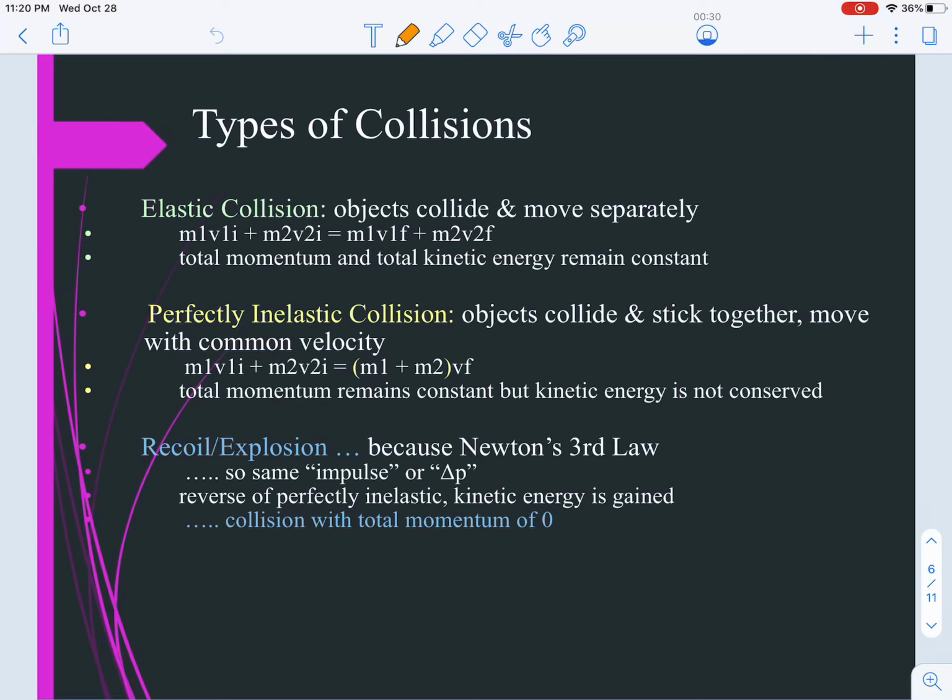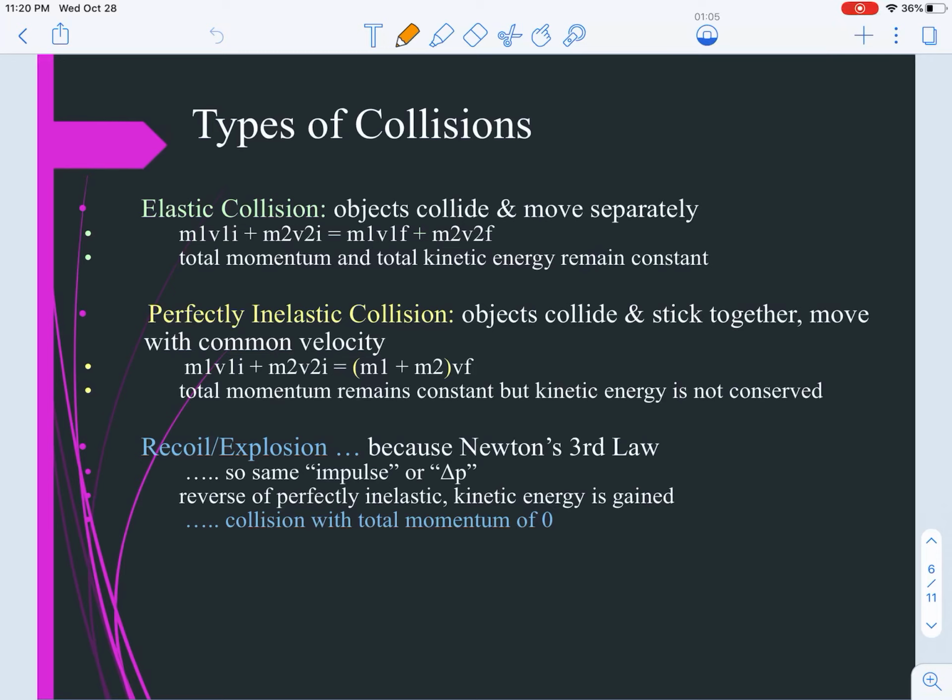So with elastic collisions, our objects are going to collide, and then they move so that they have independent velocities, so they move separately. Then we have inelastic collisions where our objects are going to collide, but then they are going to stick together. So they are going to move with the same common velocity because they are now moving as if they were one object. Okay, so those are the two main categories.